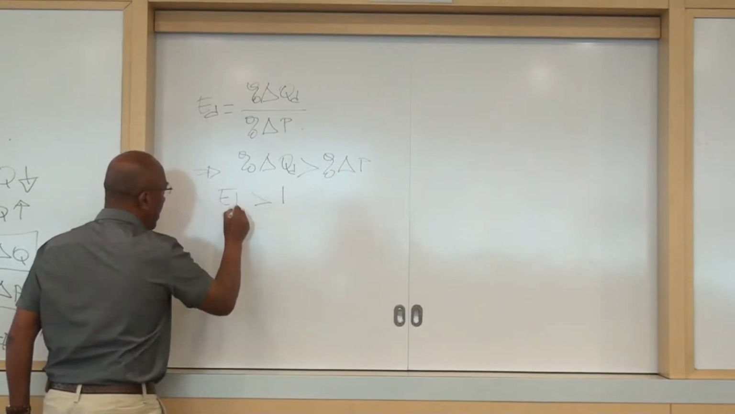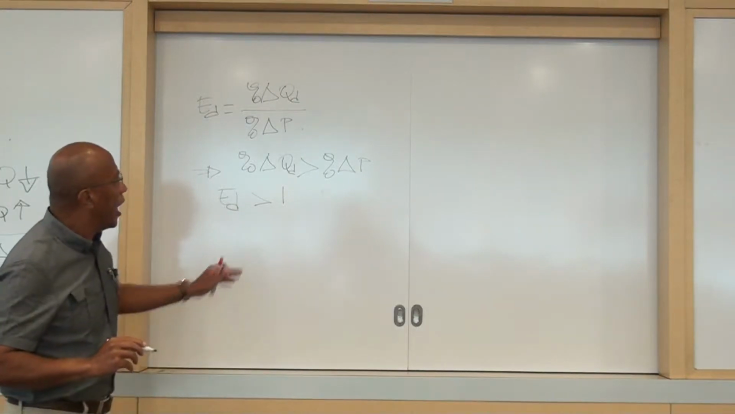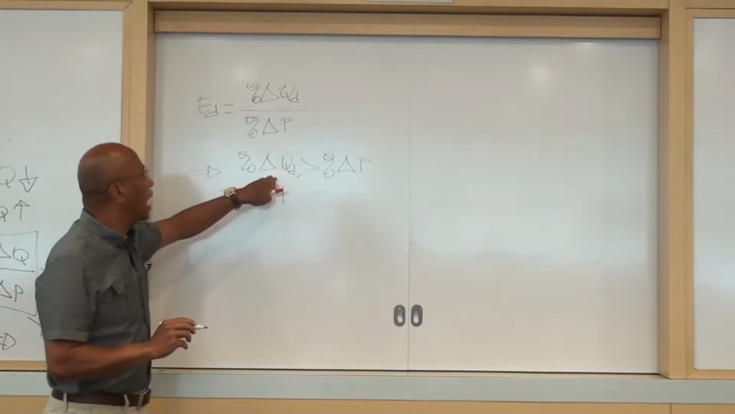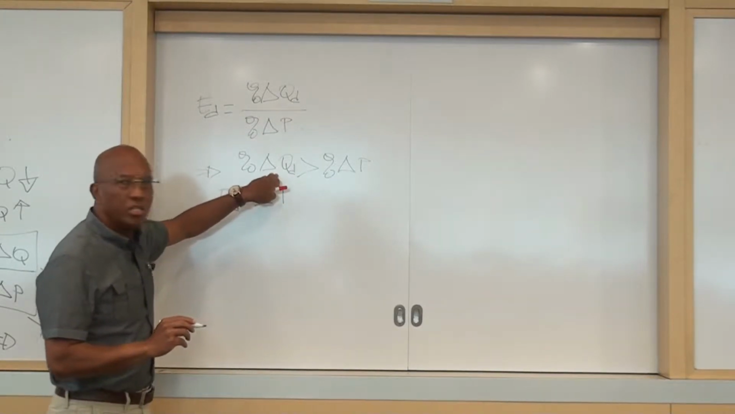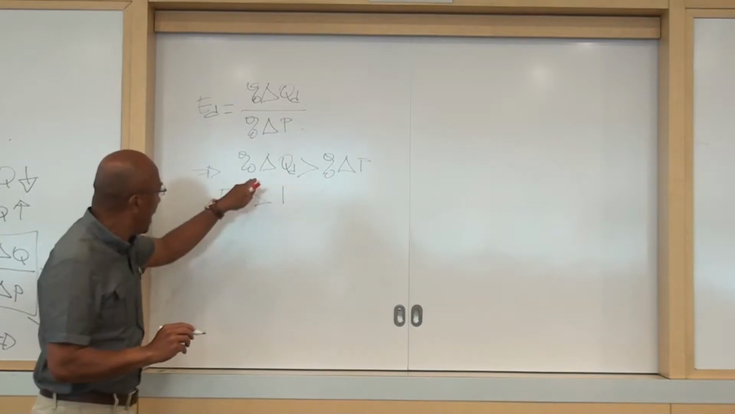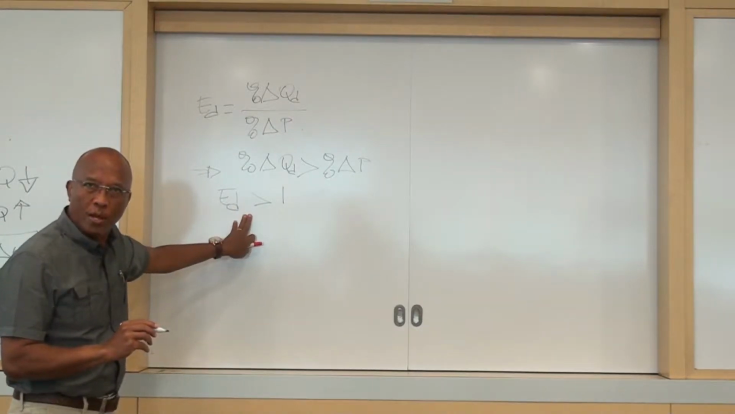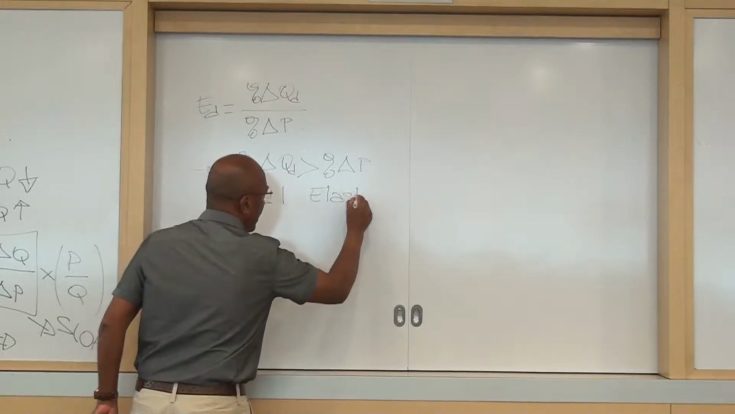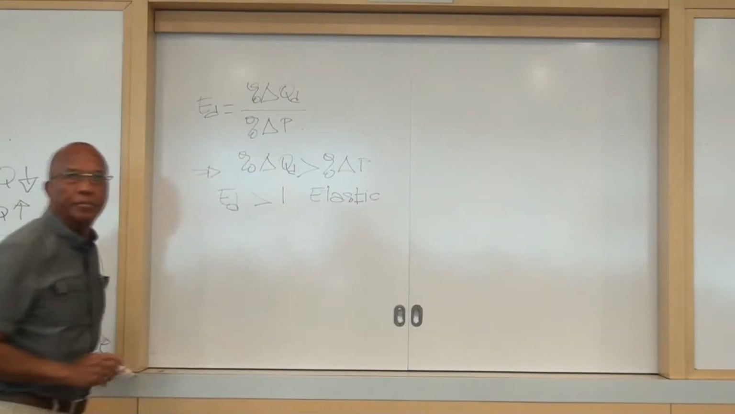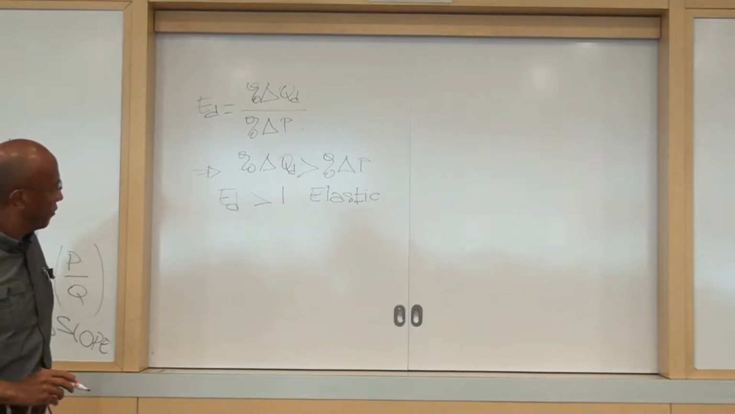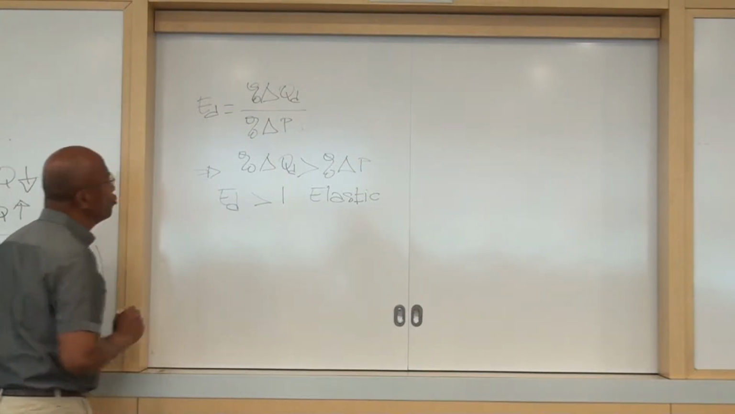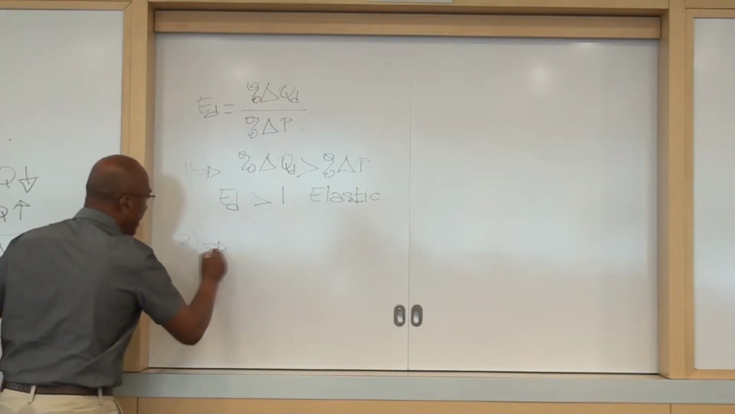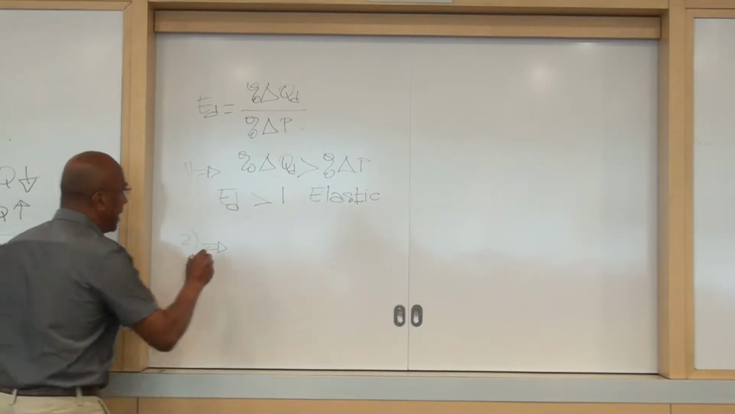And that elasticity of demand is greater than 1, saying that a small change of the price will bring about a larger change in quantity demanded. So that number will always be greater than 1. And we call that elastic demand curve.